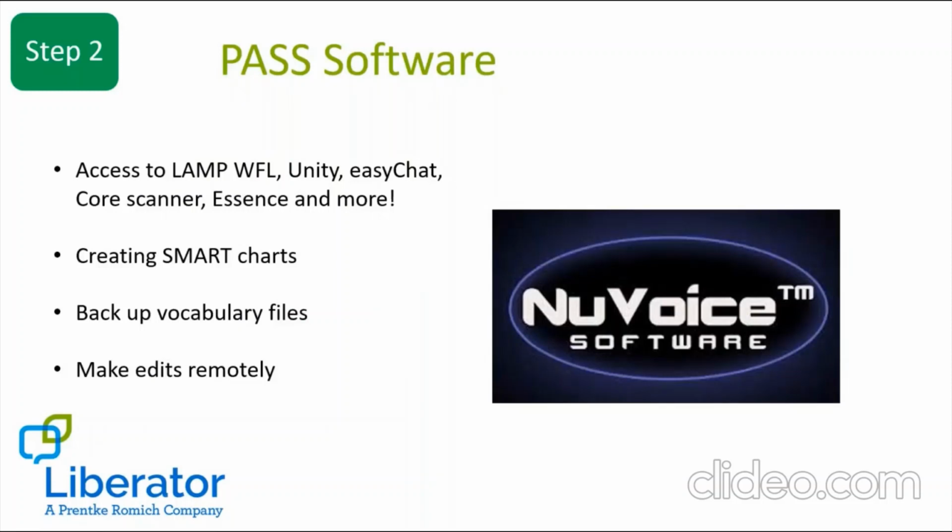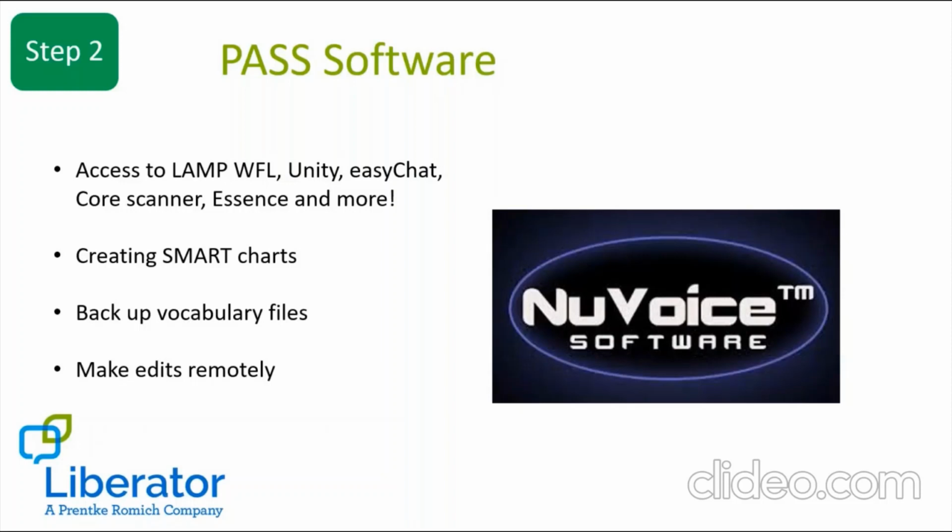Yeah. So some things that you can do with your Pass software, you can access LAMP Words for Life, Unity, EasyChat, Core Scanner, Essence, a whole range of vocabulary files that come on the accent device. It will speak for the first 90 days as well, so that's a good chance for you to get familiar with the speech settings as well. You can create smart charts. We'll go over what they are later.